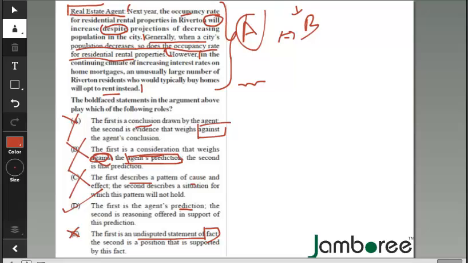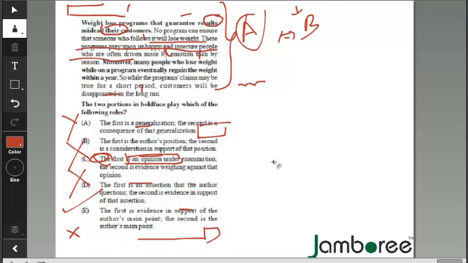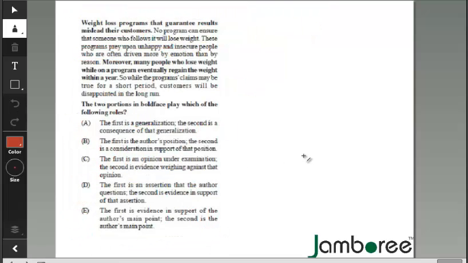These words, not just here, even in your RC passages while reading, we'll do RC workshops also later on. So these indicate a change in tone, right? From positive it goes to negative, or from negative it may go to positive. So there is a change in tone. Okay, so why don't you guys try to do this question on your own?